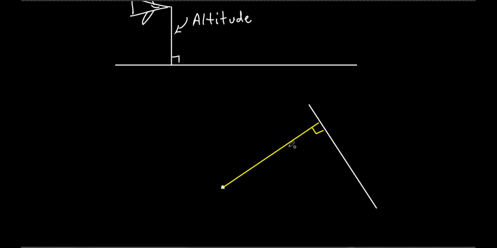You with me on it? So if I have a point and I have a line, how do you find the altitude? You draw a perpendicular line from that point to the place where you want it to hit. Okay? Everybody with me on that?